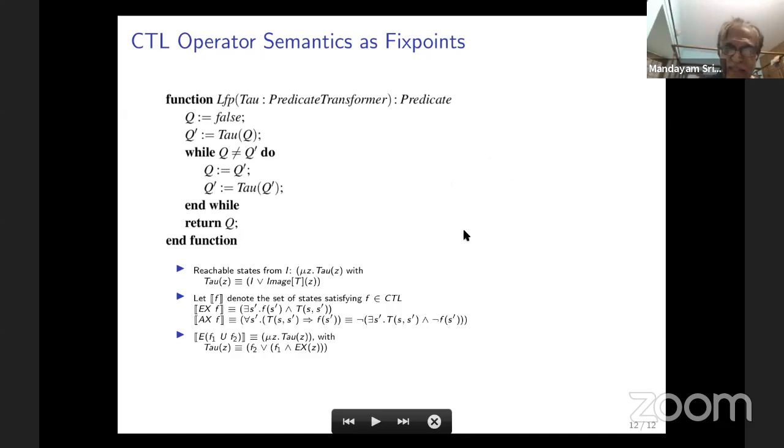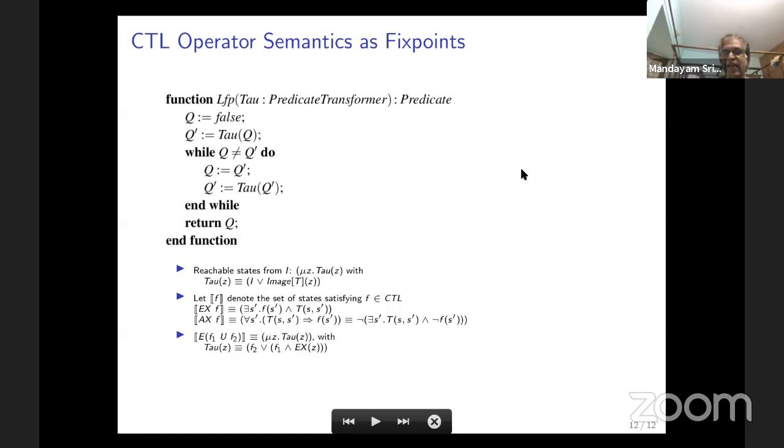all the states that satisfy F2. And then you expand that. To that, you add all those states in which F1 holds, and there exists, in one step, a way to reach a state in F2. And then you add those you can reach in two steps, and so on.